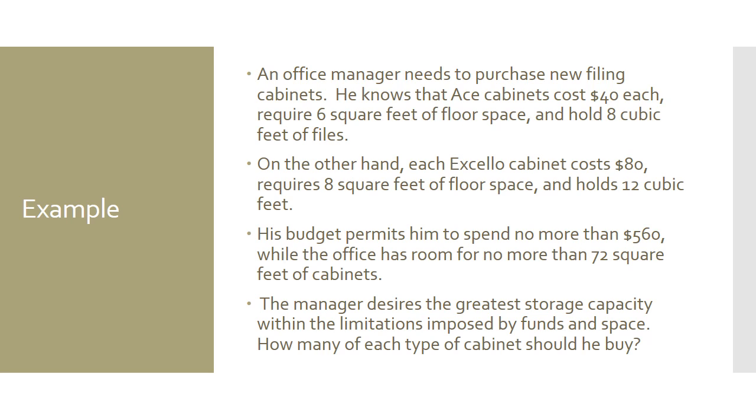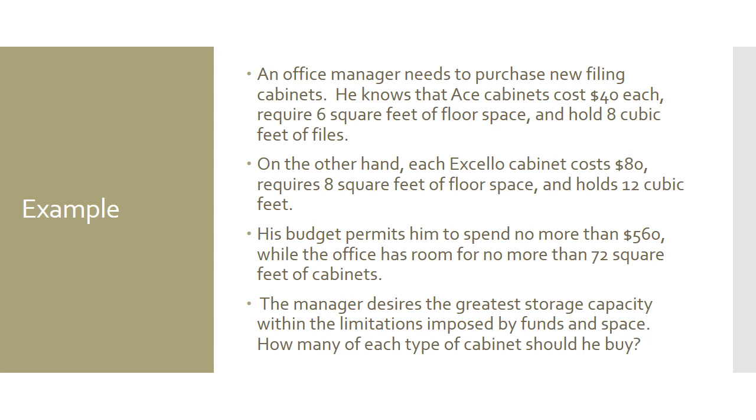Our constraints are not going to be spelled out. Our objective function is not going to be spelled out. Instead, we have to get that from the problems themselves. The easiest way to do this is to make a chart, and you'll see how we do that as we go through this first example.